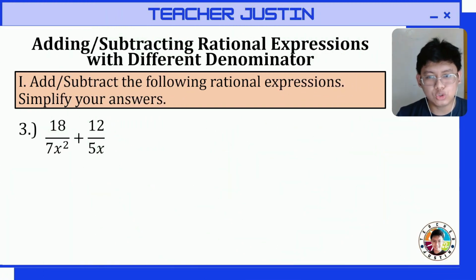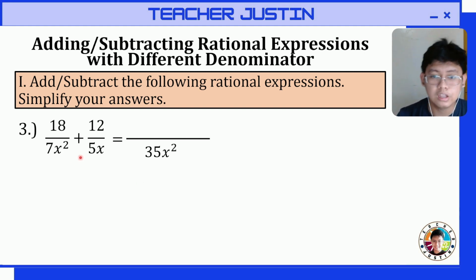Okay, let's add these two rational expressions. We have 18 over 7x squared plus 12 over 5x. So, ang first step natin is for us to get the least common denominator. So, 7x squared, 5x. So, for the numbers, we can just multiply 7 and 5 to get the least common denominator, 35. Tapos, pag variable naman, we will just copy the variable and then get the highest exponent. So, yung highest exponent natin is 2. So, we have 35x squared as our least common denominator.